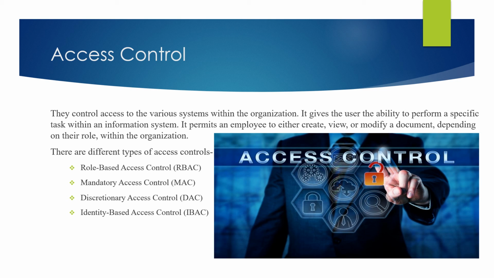So access control basically just gives a user the ability to perform a certain task within the organization. It's just a privilege. So depending on your security clearance level, you have the privilege or the opportunity to work with maybe classified documents. And if you have maybe a lower clearance level, then you might just be able to access certain documents within the organization. And some of them are role-based access control, mandatory access control, discretionary access control, and identity-based access control.